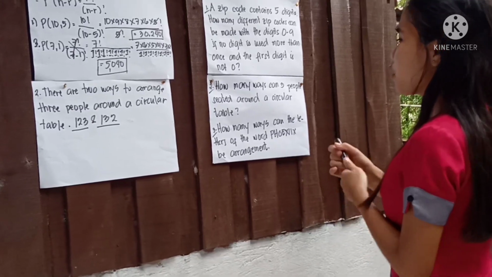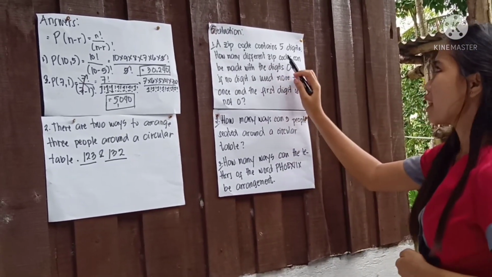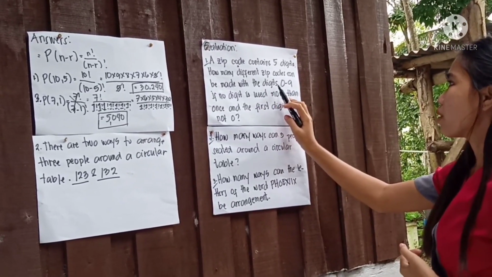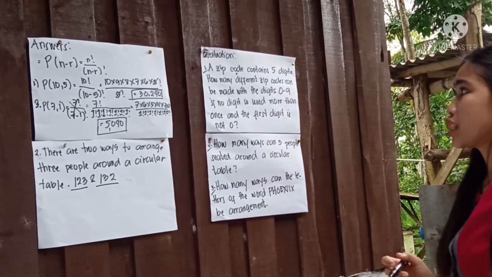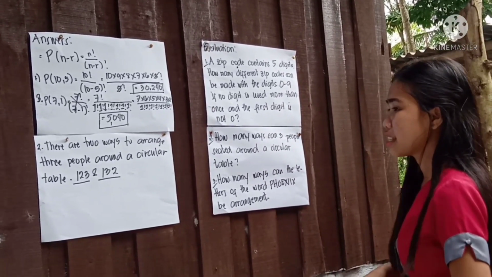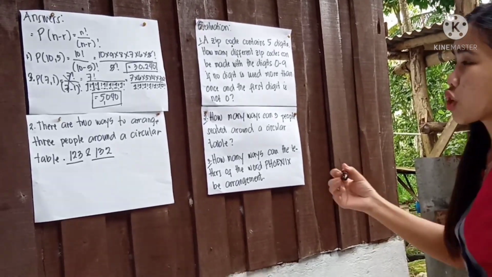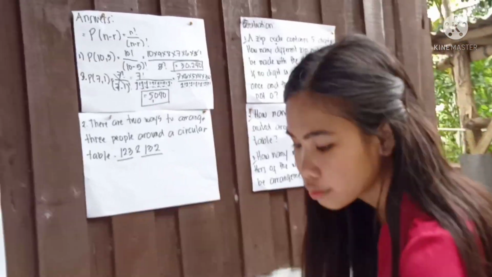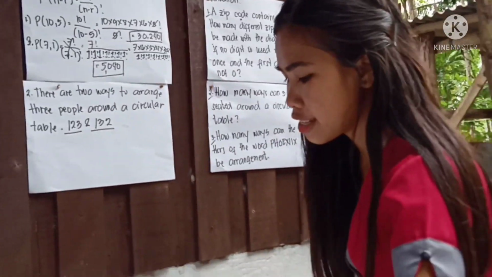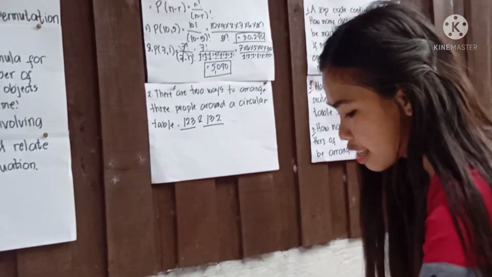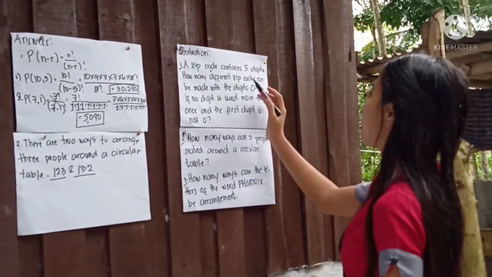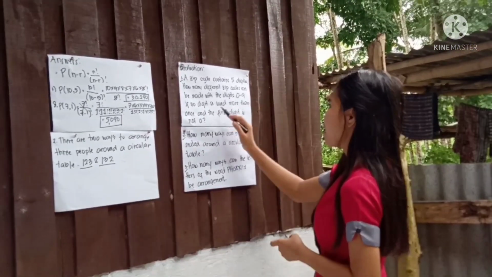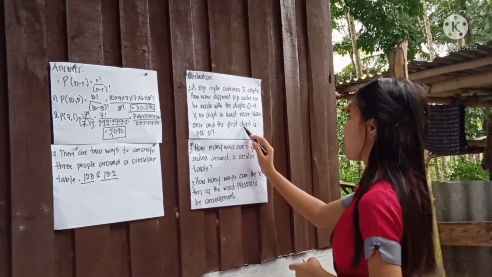Okay, for number 1, the question is, a zip code contains 5 digits. How many different zip codes can be made with the digits 0 to 9, if no digit is used more than once and the first digit is not 0? So the solution is, we have the formula. The total items in the set is 10.